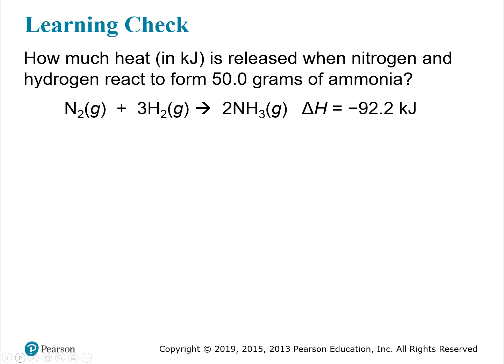How much heat in kilojoules is released when nitrogen and hydrogen react to form 50 grams of ammonia? We've got 50 grams of ammonia, and we see that our delta H is negative. So is this process endothermic or exothermic?